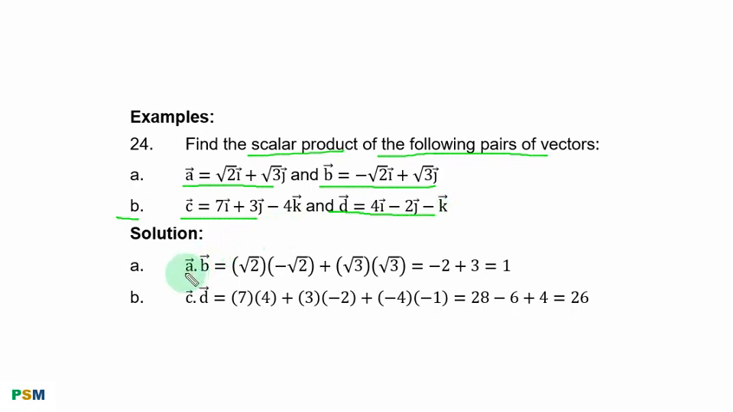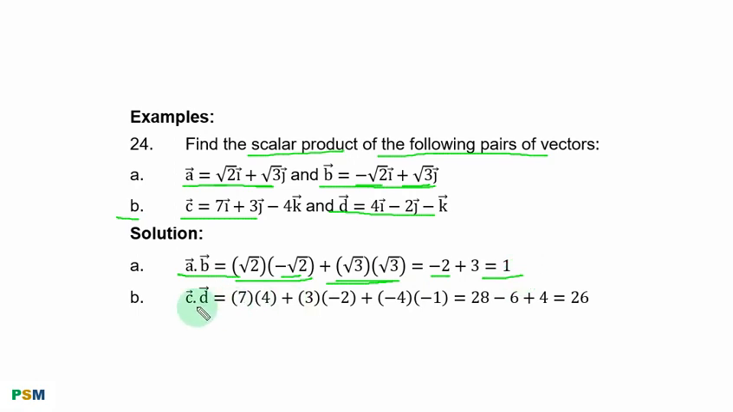Solution. The dot or scalar product of vector A and B is equal to the first component of vector A times the first component of vector B, plus the second component of vector A times the second component of vector B. You have it in this form. So you have the minus outside. Root 2 times root 2 is root 4, which is equal to 2, plus 3, the product from here. And when you add, you have 1.